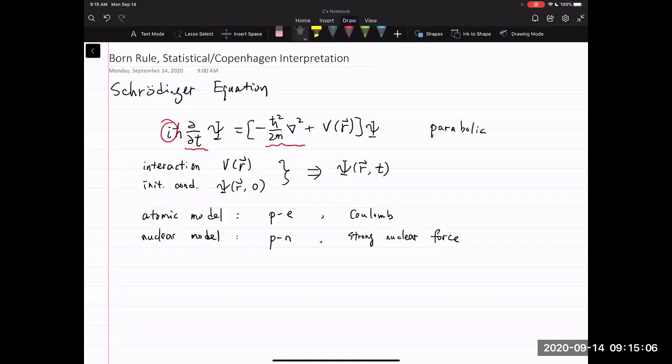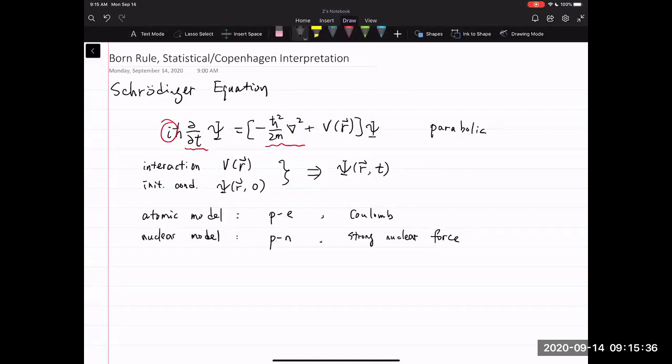And if the left-hand side is a second order derivative in time, partial square, partial t square, then we call it hyperbolic. So in this case, it's a parabolic equation, it's first order in time. Okay. So have you seen this kind of differential equation before without the i? In fact, that is exactly the same as a diffusion equation, right? So without this imaginary number i, it is a diffusion equation.